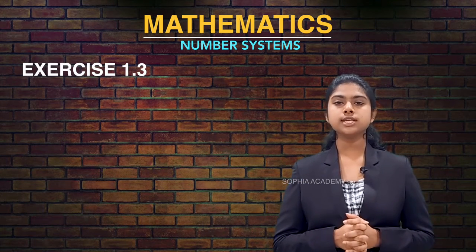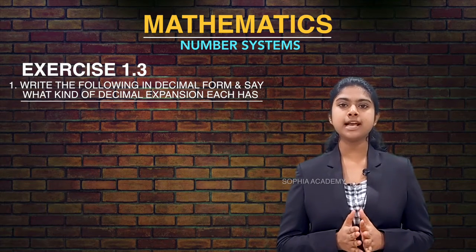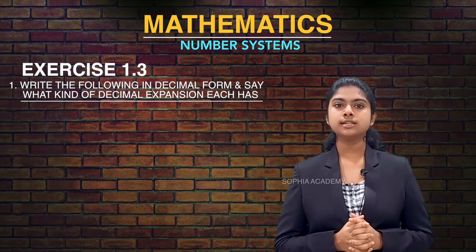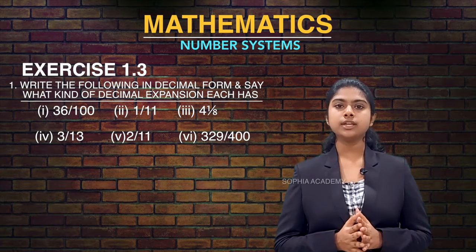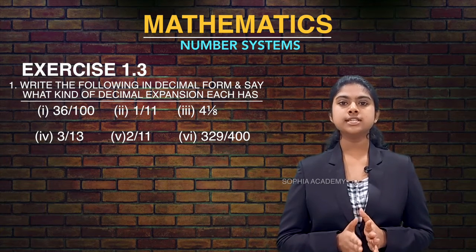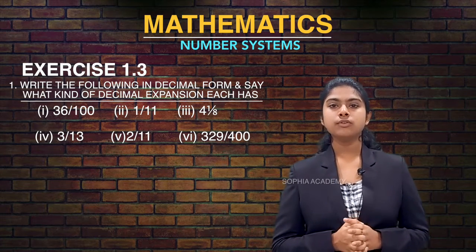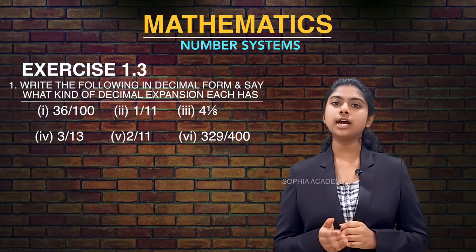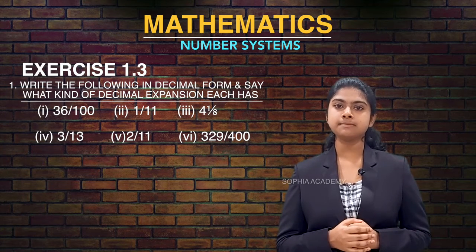The first question of this exercise is, write the following in decimal form and say what kind of decimal expansion each has. There are 6 subdivisions: first one 36 by 100, second one 1 by 11, third one 4 1 by 8, fourth one 3 by 13, fifth one 2 by 11, sixth one 329 by 400. First let us see what this question means. We have to find the decimal expansions and then say what kind of decimal expansion they are.